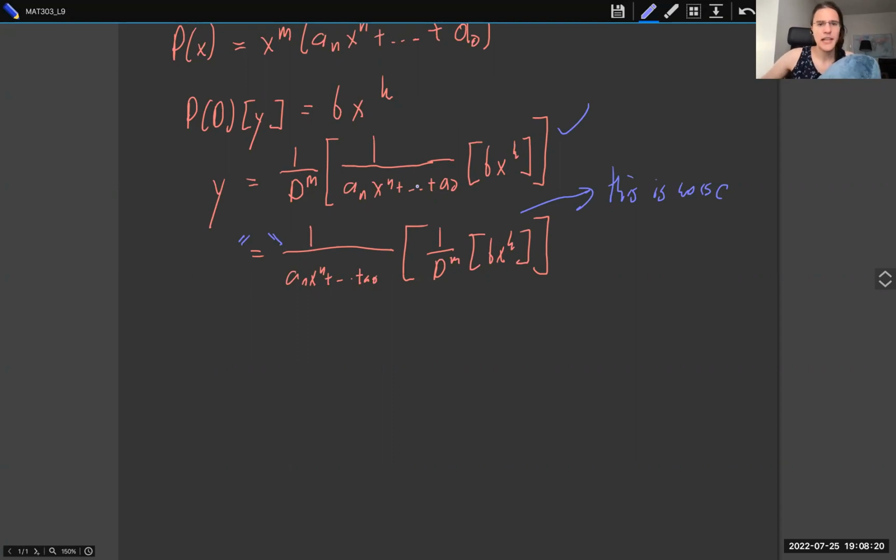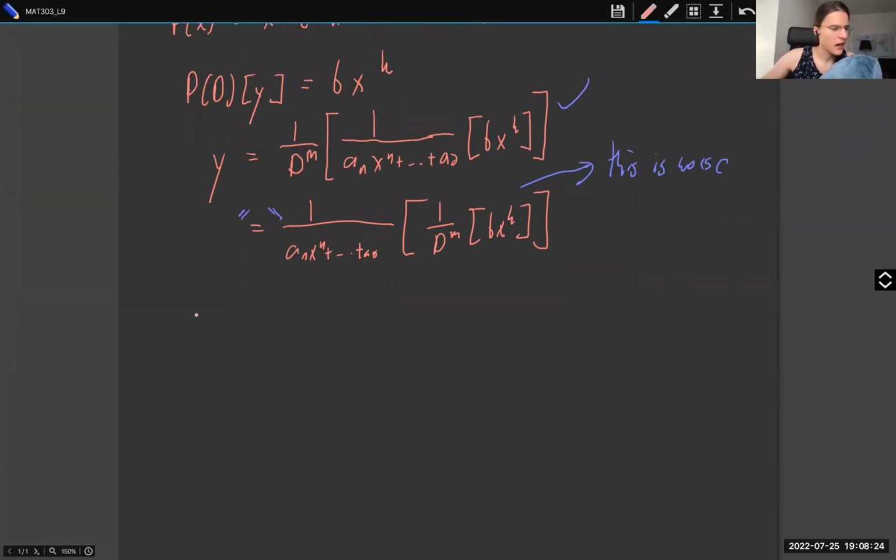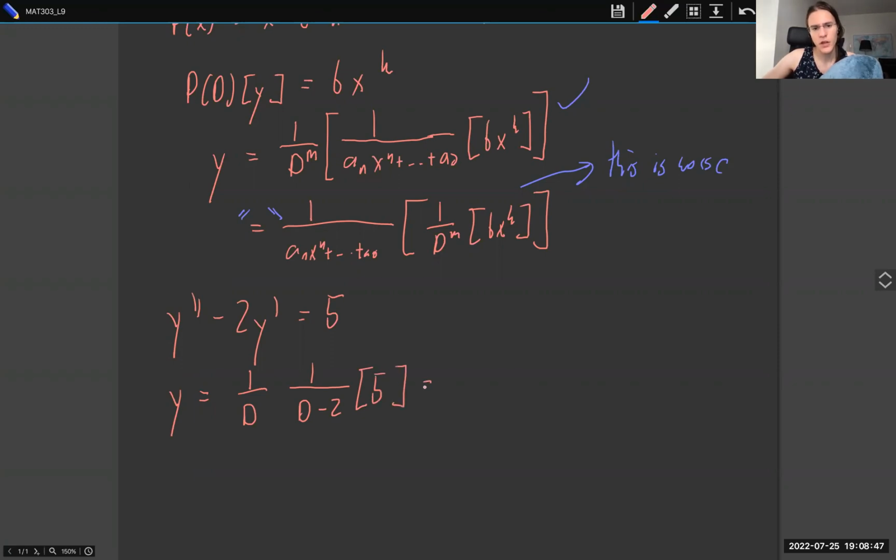So to give an example, let's say we want to solve, well, this is sort of very easy, y prime prime minus 2y prime is equal to 5. Then what we have is that y is 1 over D times 1 over D minus 2 of 5, which is, well, let's factor out the minus 2. Then we get 1 over 1 minus D over 2.